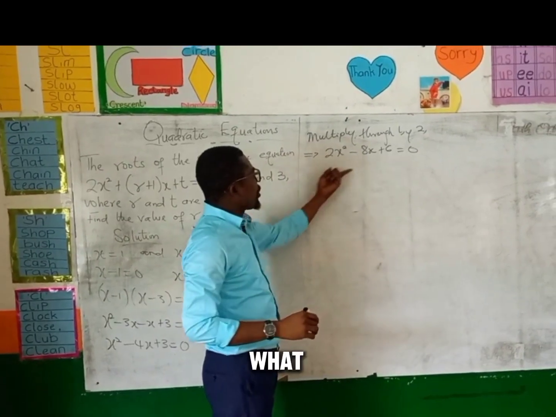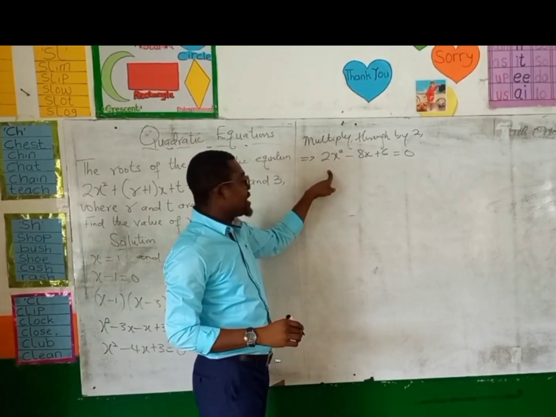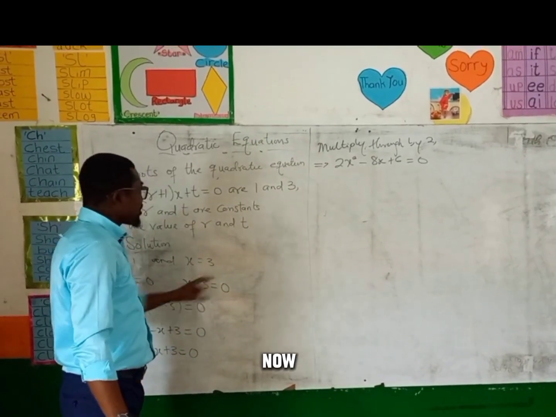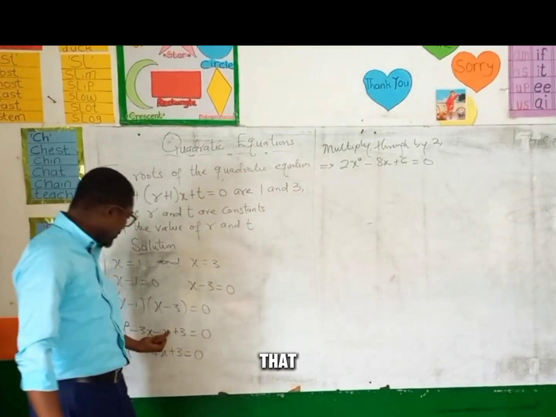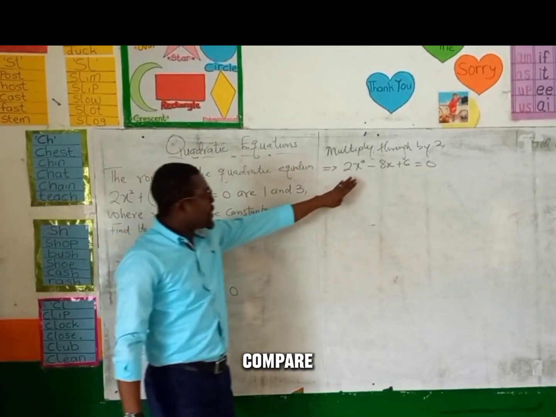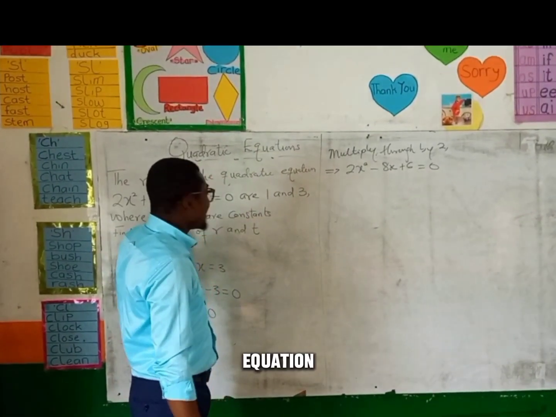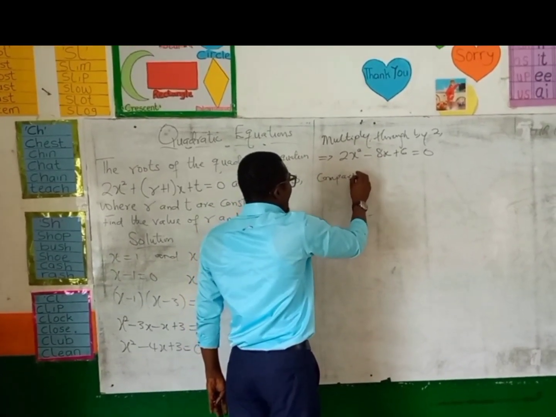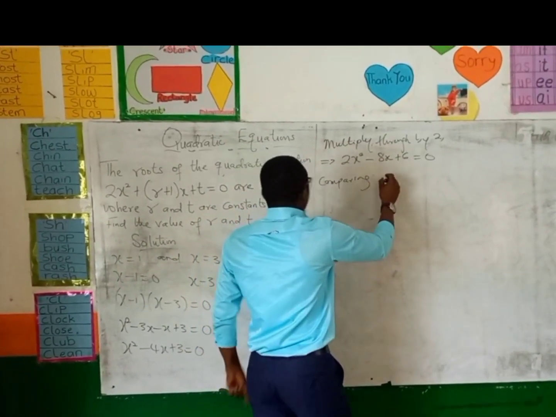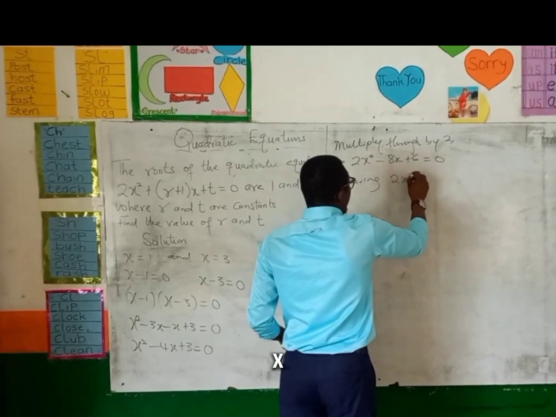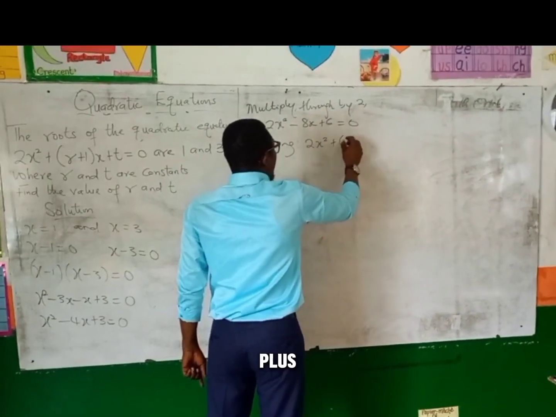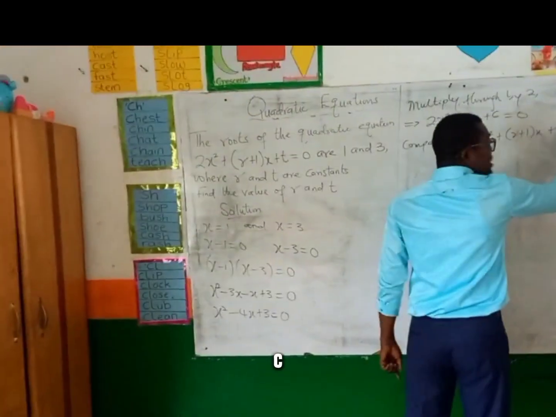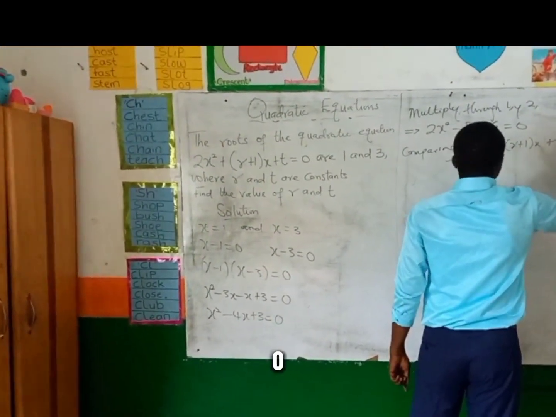Alright, now what am I going to do with this? I'll now compare this with the equation given to me. Since these are the roots, I have now generated a quadratic equation from the roots that were given to me. So I'll now compare this equation to the equation I am solving. So comparing, the equation given to me is 2x squared plus (r plus 1)x plus t is equal to 0.